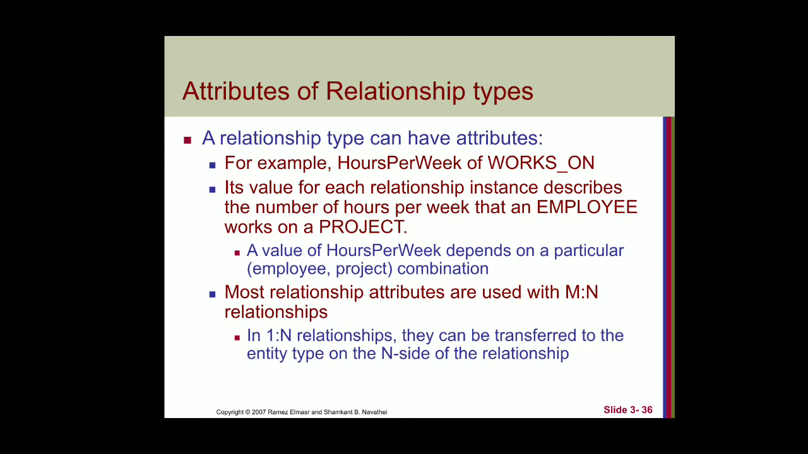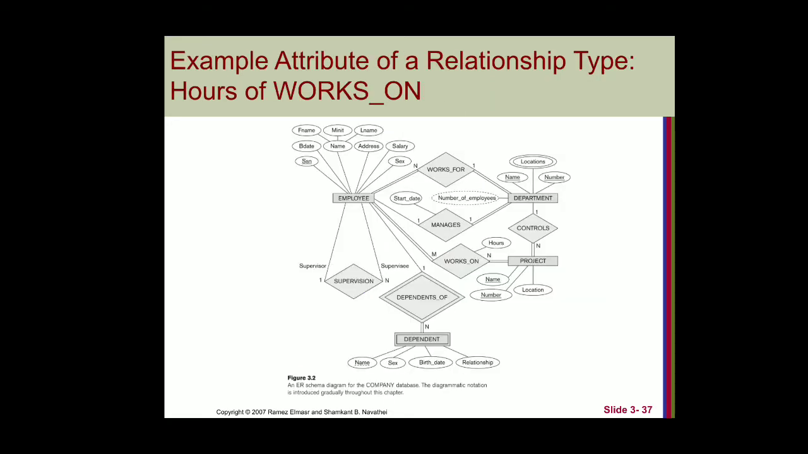Most relationship attributes are used with M to N relationships. And if you are considering a relationship which is 1 to N, they can be transferred to the entity type on the N side of the relationship. This is an example of an attribute of a relationship type.